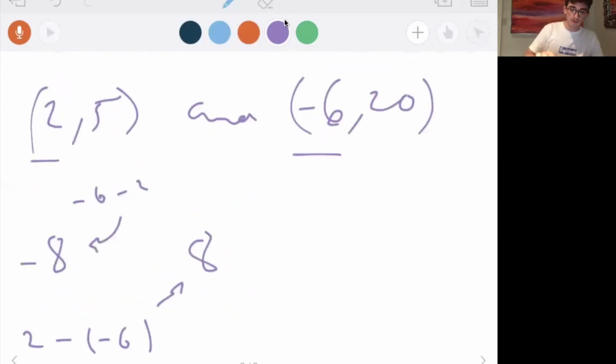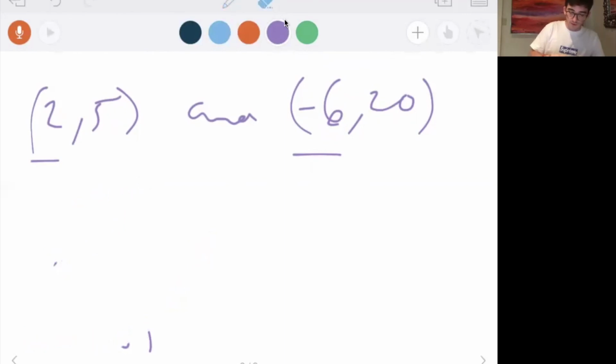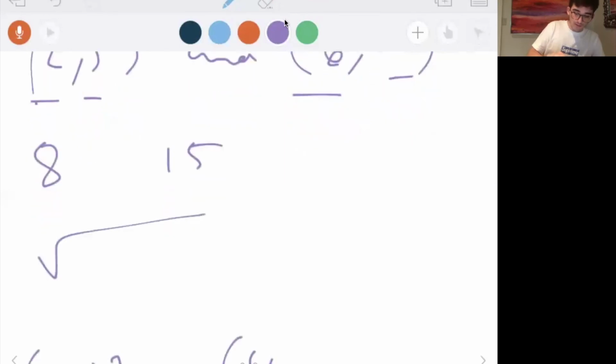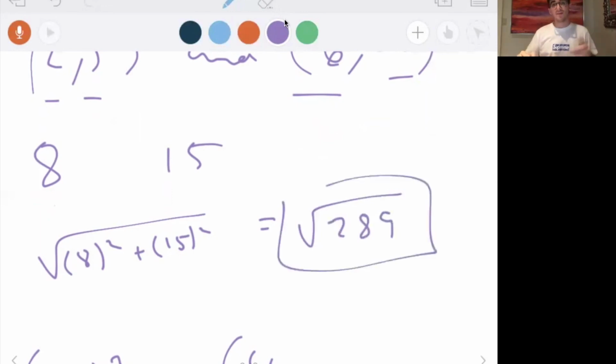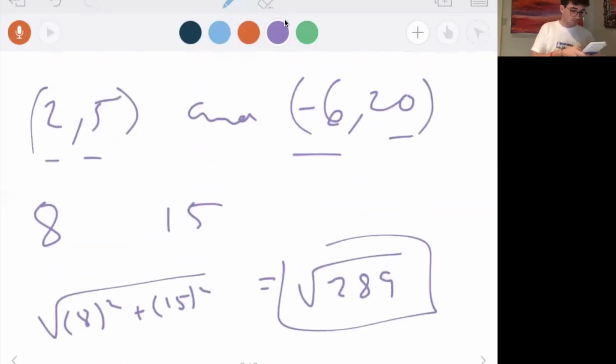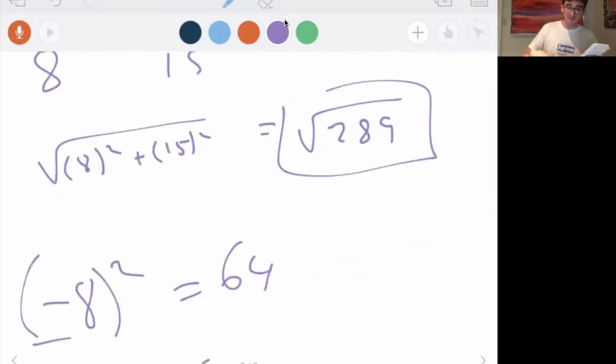Okay, if we want to just do this example out, let's make some more room. We'll say that we have the change in x right there. To go from 2 to -6 is a change of 8. To go from 5 to 20 is a change of 15. Put it all together, we'll get the square root of 8 squared plus 15 squared. Using my calculator, 64 plus 225 is the square root of 289. And that right there is the distance between those 2 points. If you're wondering, it's about, oh, square number, didn't even know that. It's 17. Okay, so the distance right there is 17.